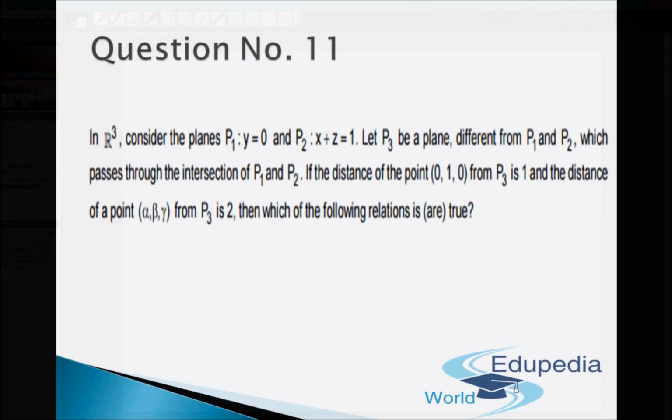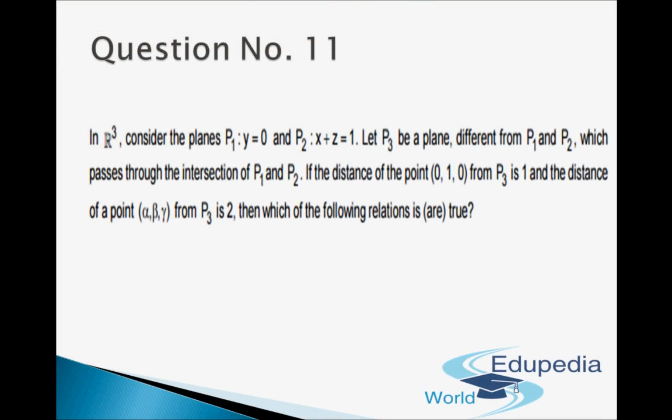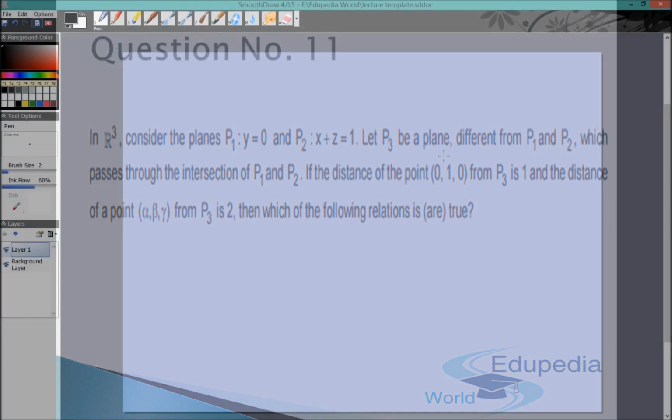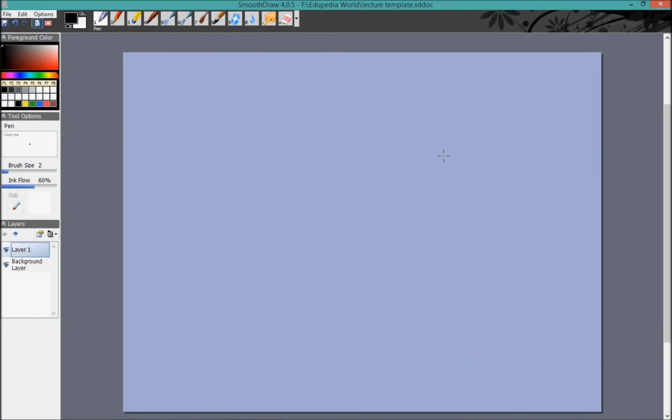Let's look at the next one. In R cube, there are two planes, y is equal to 0 and x plus z equal to 1. P3 is a plane different from P1 and P2, which passes through the intersection of P1 and P2.